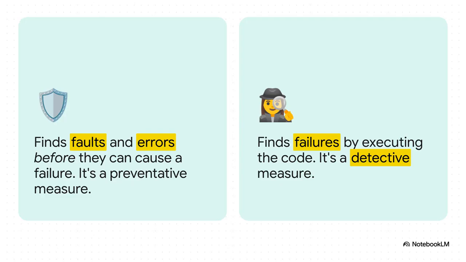And that brings us to the absolute core difference. Static testing is all about prevention. By looking directly at the code, it finds the faults, the source of the problem, before they ever get a chance to cause a failure. Dynamic testing, on the other hand, is detective work. By running the code, it finds the failures, the symptoms that tell you something has gone wrong. It tells you that a problem exists, and then you have to go digging to find the fault that caused it.